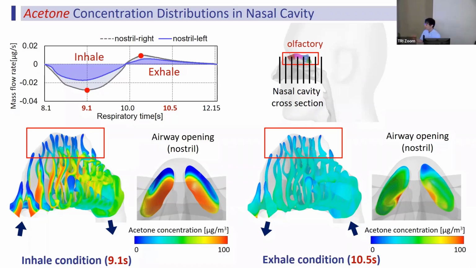And furthermore, by using this type of simulation, because of the differences in size of the left and right nasal cavities and differences in flow resistance, the airflow rate and total amount of inhaled acetone via each nostril opening will be significantly different.